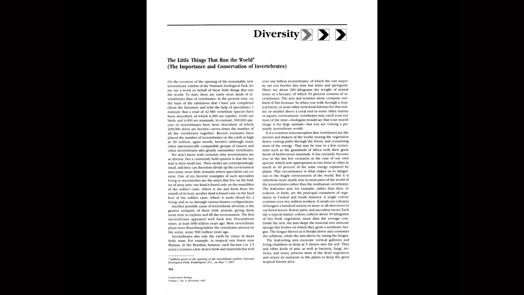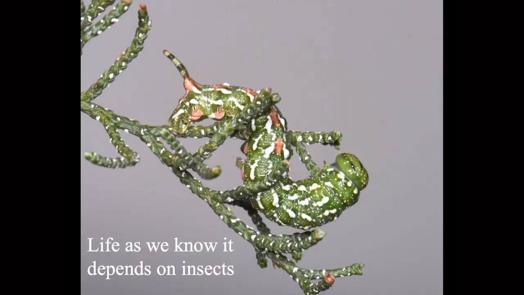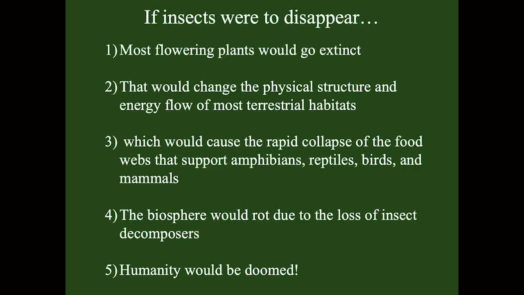And one of the first things he wrote in that regard was this paper. It's called The Little Things That Run the World, The Importance of Conserving Invertebrates, and he's largely talking about insects. This was in the first issue of Conservation Biology. It was a brand new discipline in 1987. And he had a very simple message. He said, life as we know it depends entirely on insects. And if we were to lose insects, some very nasty things would happen.